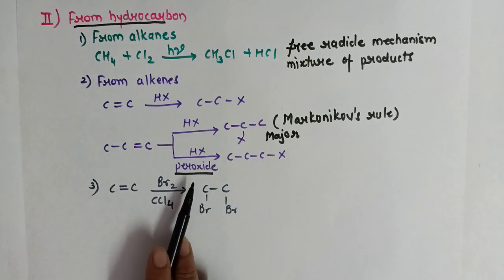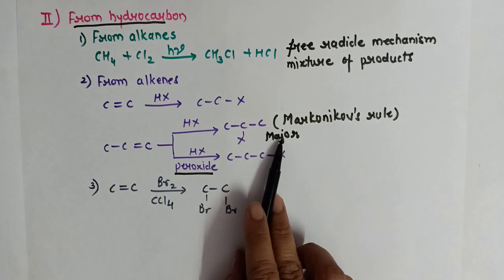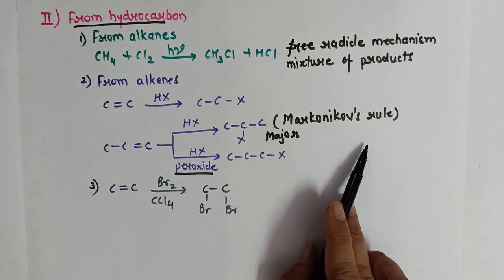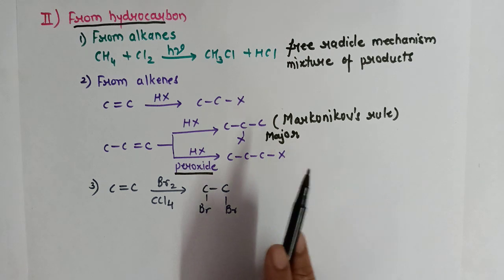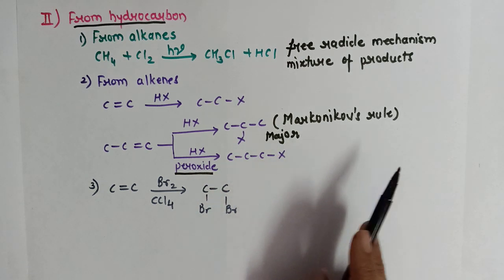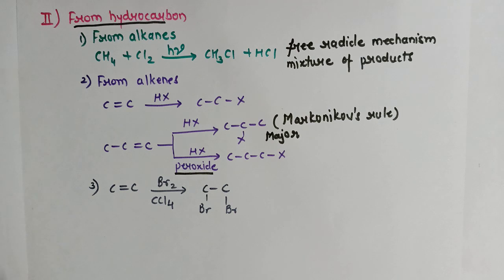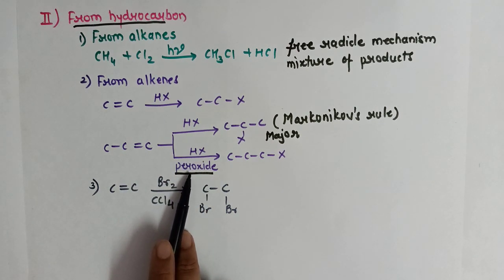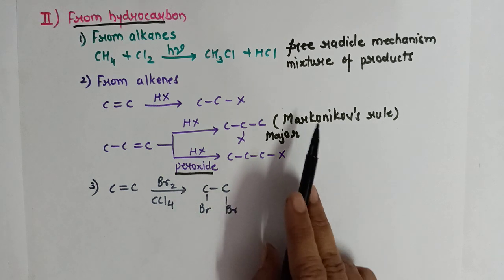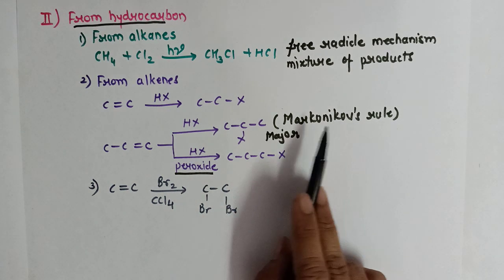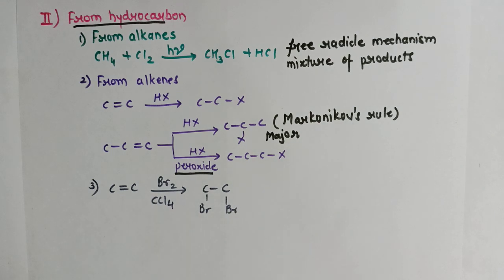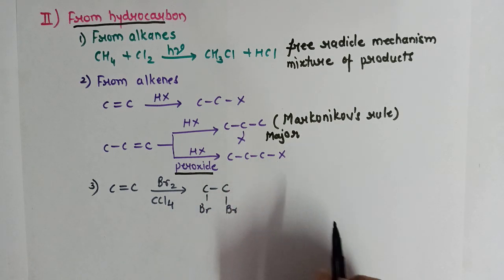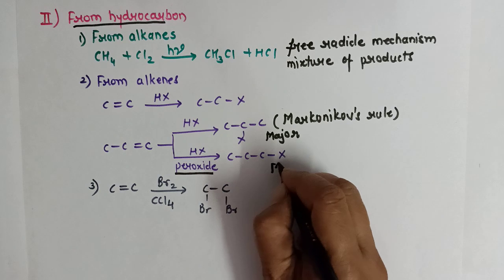In your board exam, you must mention major product and minor product in your answer. You have to specify that. If you don't mention the major or minor product, there are chances that you lose the marks. Now, if the same reaction takes place in presence of peroxide, it is called the peroxide effect, and the reaction takes place against Markovnikov's rule, that is anti-Markovnikov rule, and we get 1 degree haloalkane as the major product.